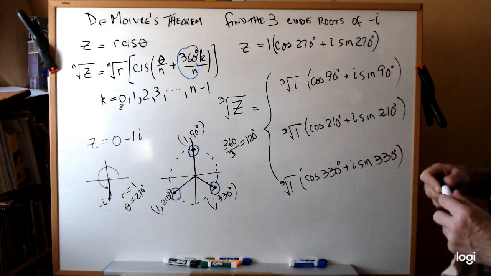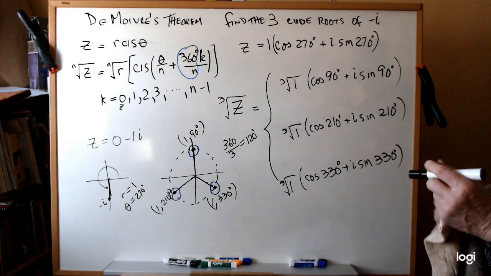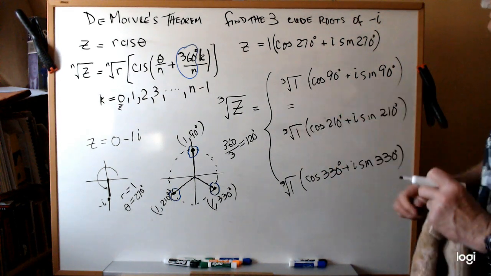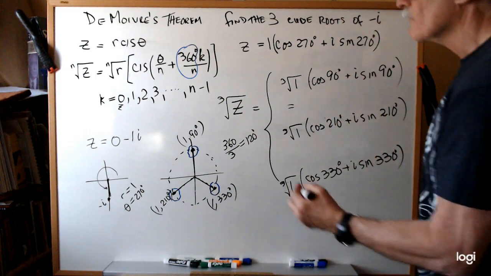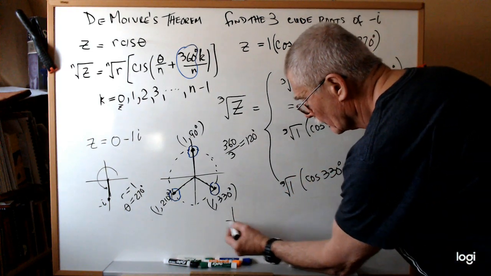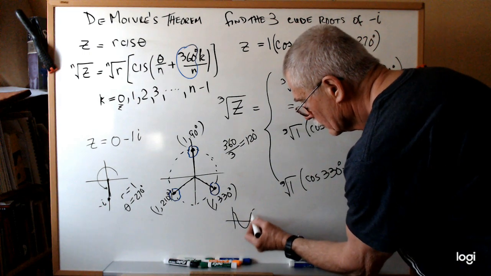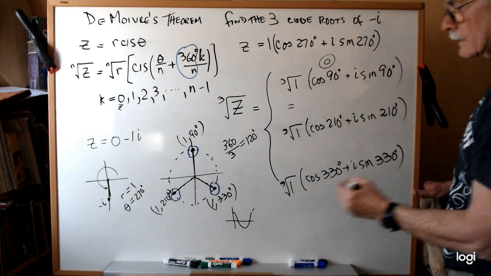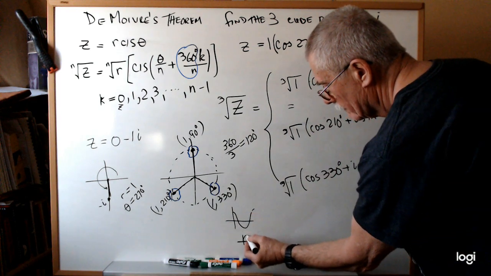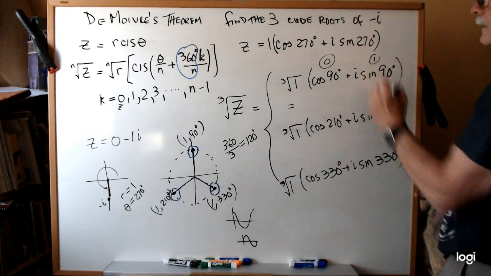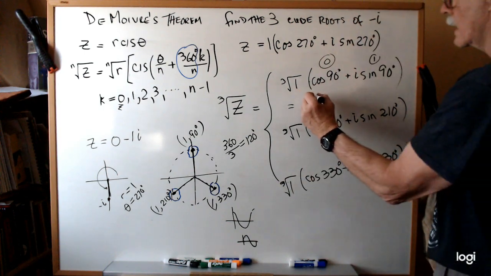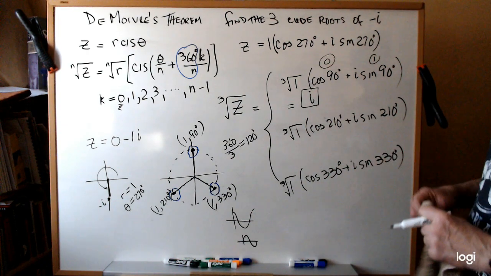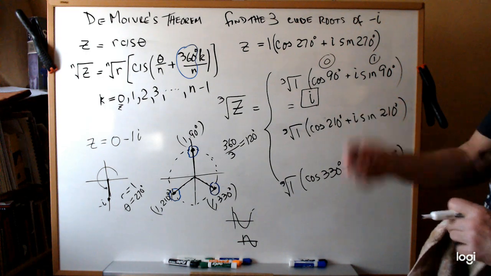And what we're going to do is work them out, each of them. Okay? So let's see. Here we go. First one. The cosine of 90, well, this is sort of basic stuff. I'm running out of a little bit of room here. Cosine of 90 is 0. So this is a 0. The sine of 90 is a 1. So you get 1 times 1i. So i, or 1i, is one of the cube roots of negative i. We'll check that in a little while.